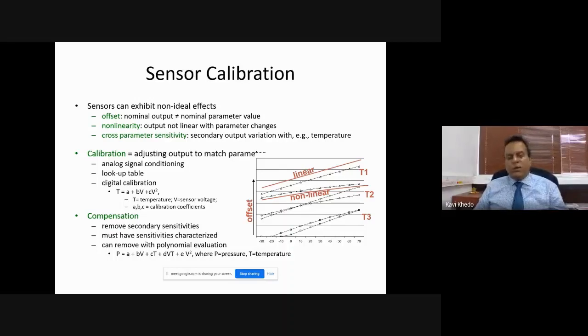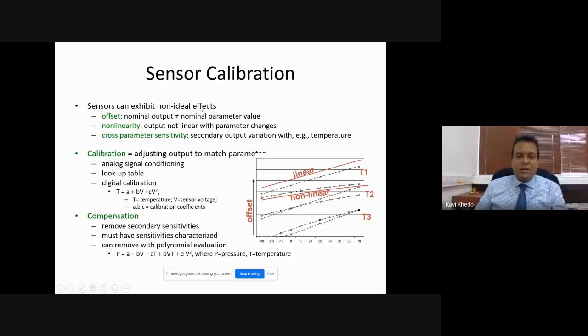So you have your temperature sensor, which is supposed to be reading temperature. You take a reliable thermometer and measure the temperature of water. You put both your sensor and your thermometer in, and you see which reading your sensor is giving and which reading the thermometer is giving. Then you correlate those two values. This is to calibrate your sensor, to make sure that the reaction of your sensing element corresponds to a particular temperature. Sensors can exhibit non-ideal effects.